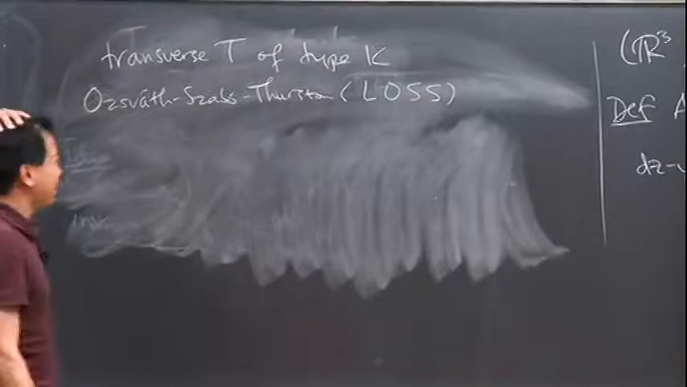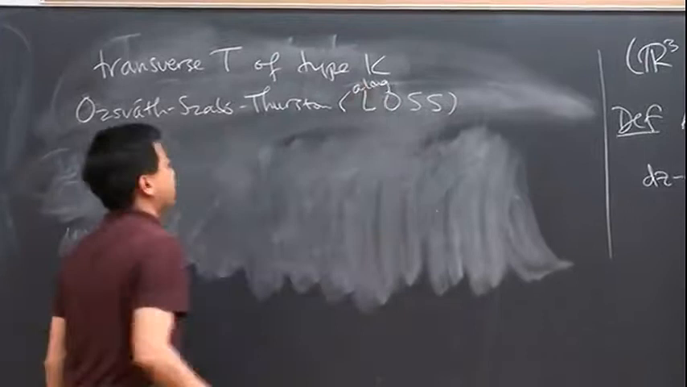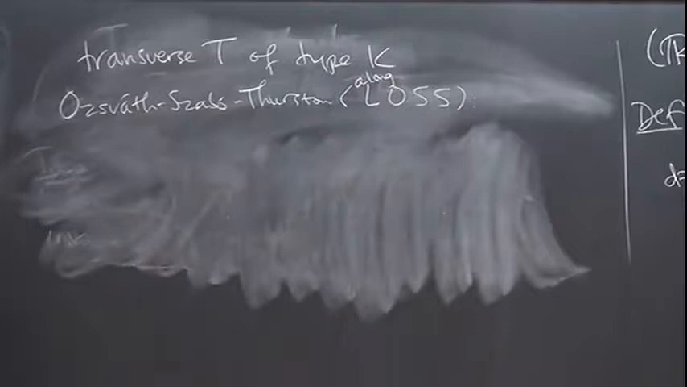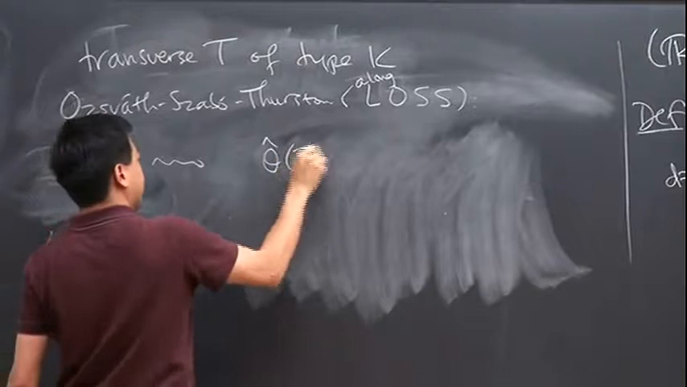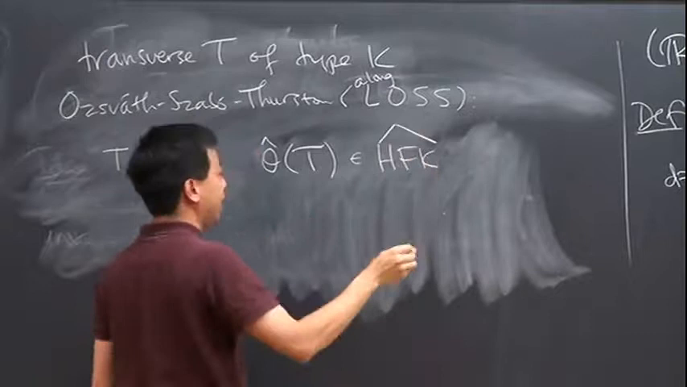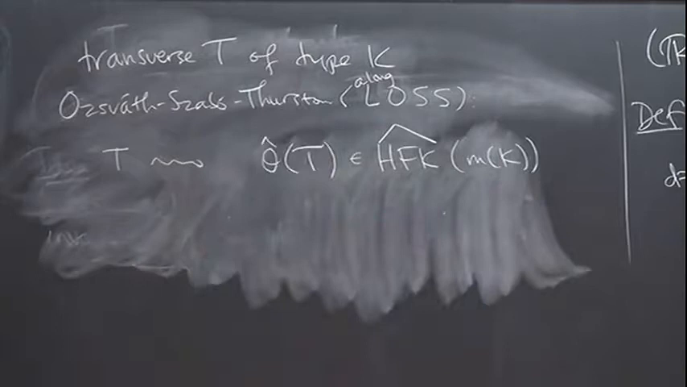Also, Lisca, Ozsváth, Stipsicz, and Szabó. And some related work of Honda, Kazez, Matić, and some other people. So the construction is that if you start with this transverse knot, you end up with some invariant. I'll just give the most basic thing, which is you get a hat invariant that I'll write as theta hat of T, and this sits inside of the knot Floer homology, the hat knot Floer homology of, for some reason, the mirror of K. So it just gives you an element sitting inside of here.